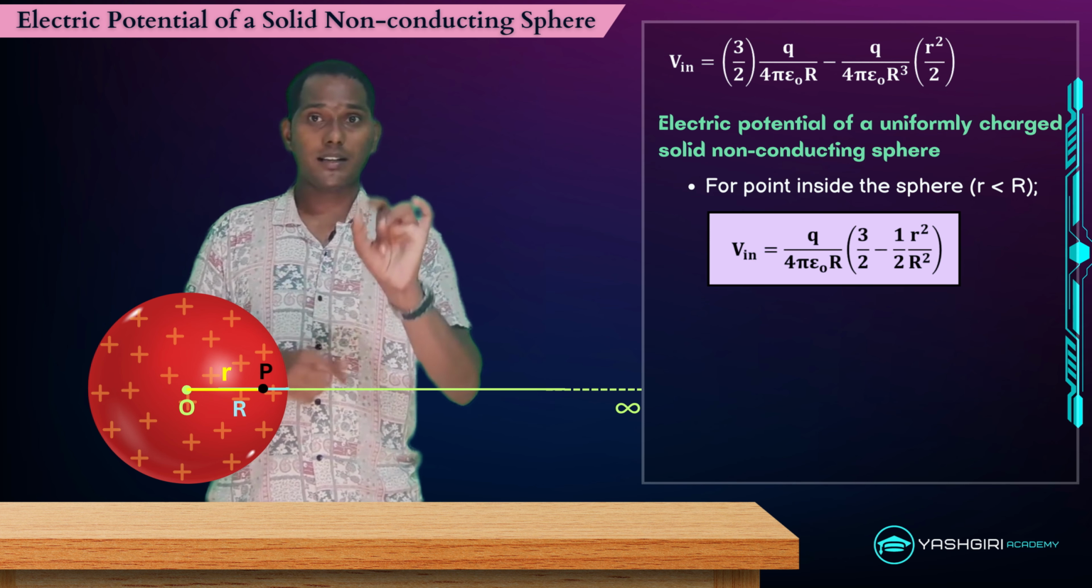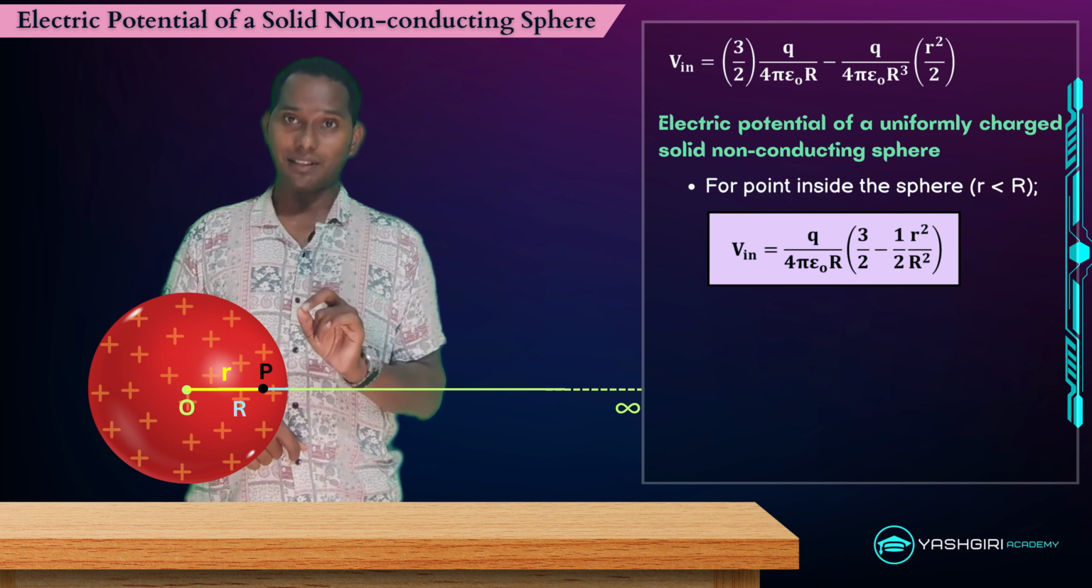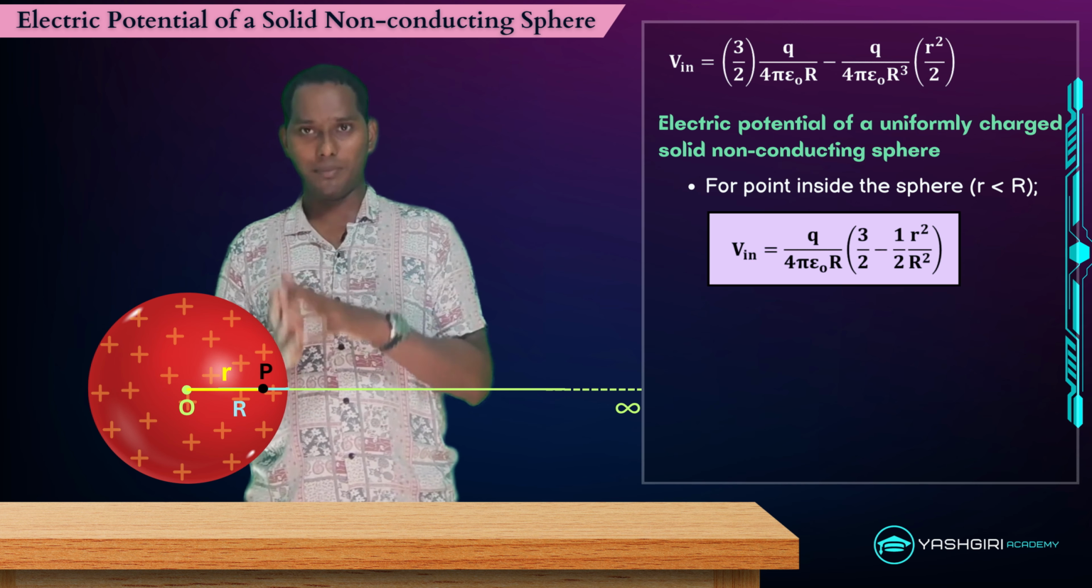So inside a bracket, I can put 3 by 2 minus half r square upon capital R square, right? So this is the equation that we are having here, which you have to make a note.